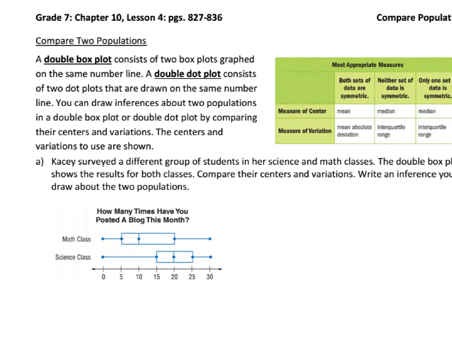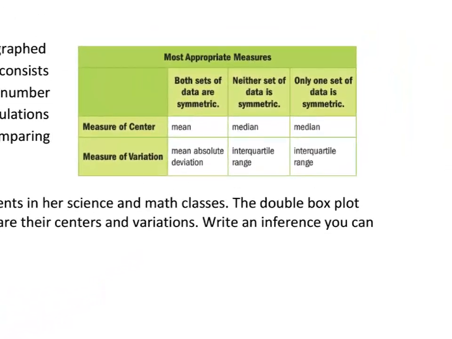A double box plot consists of two box plots graphed on the same number line. A double dot plot consists of two dot plots that are drawn on the same number line. You can draw inferences about two populations in a double box plot or double dot plot by comparing their centers and variations. The centers and variations to use are shown.